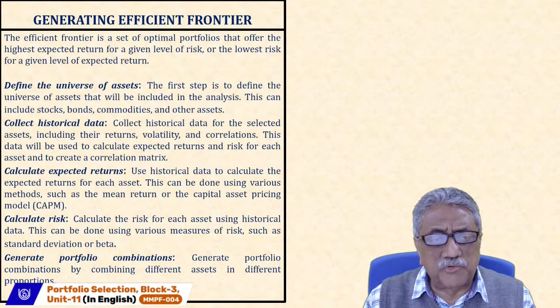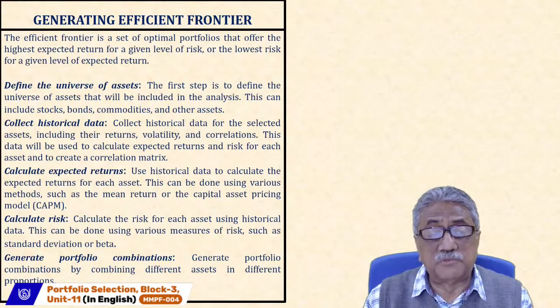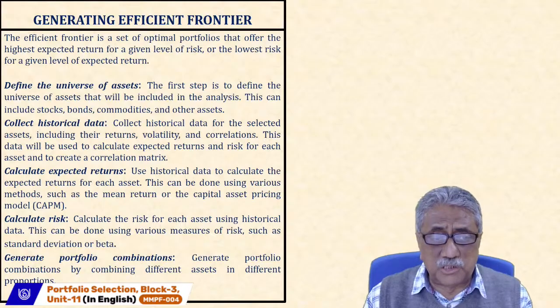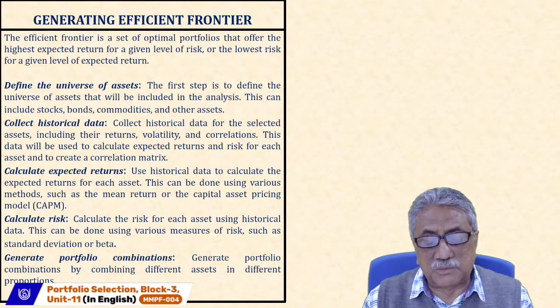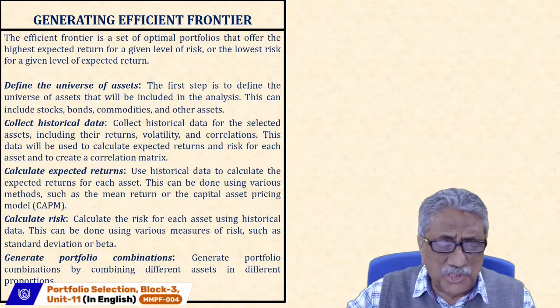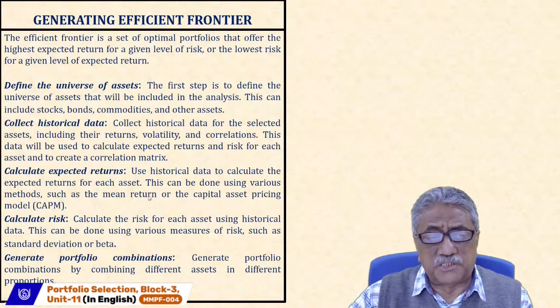Now calculate expected return. Obviously, the steel sector can give some type of return, the FMCG sector can give some type of return, the real estate sector, which is in construction and building, like DLF or Embassy, what type of return they can give, etc. So this is the way you can calculate. And also here I have mentioned one thing. This can be done using various methods such as mean return or the capital asset pricing method.